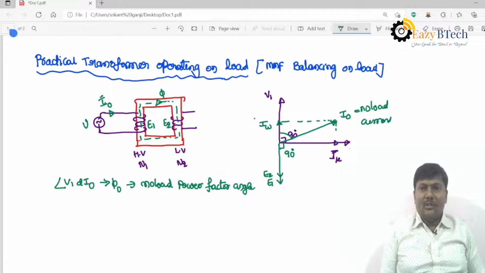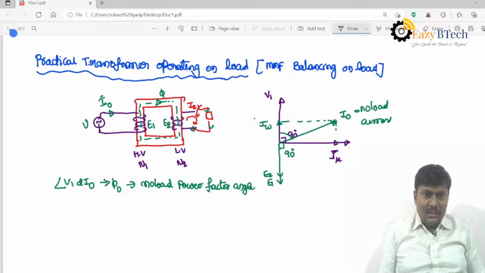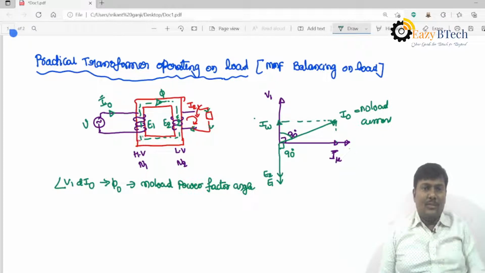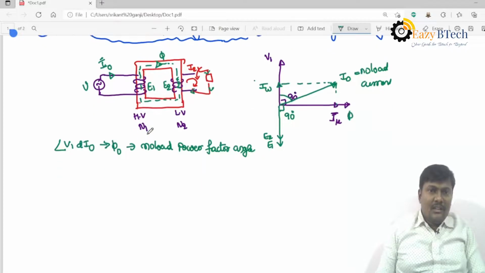Once it has been loaded, the load switch is closed, what will happen? The current I2 flows through the load and the number of turns N2, and this is the current direction during the positive half cycle. The voltage across the load is V2.